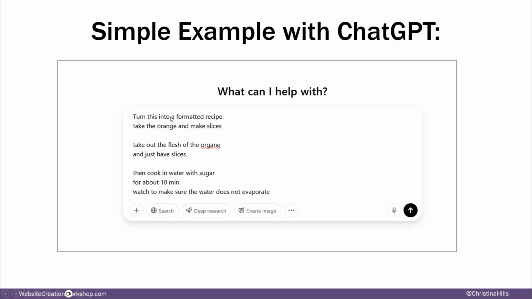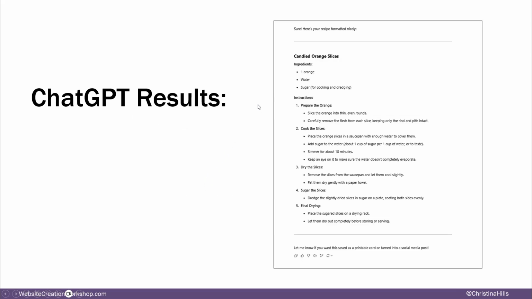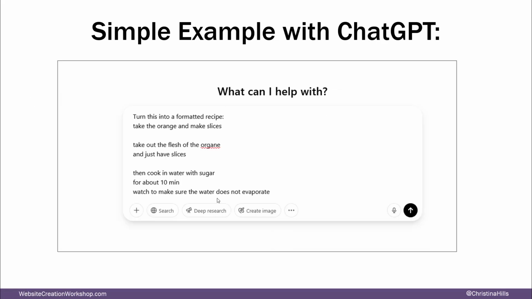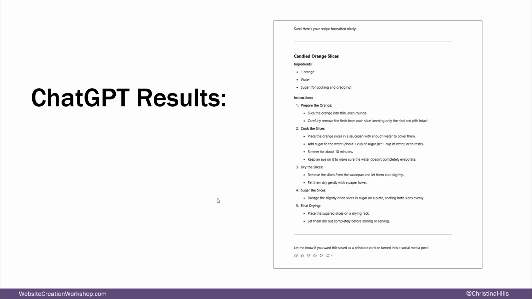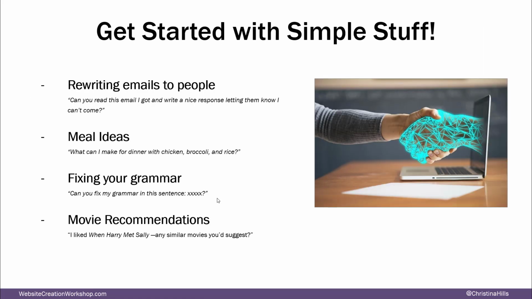So I said, turn this into a formatted recipe. And I wrote down my simple notes. And then this is what it came up with. So candied orange slices, it formatted it really nicely, and I put it on my Christina's Recipes website. So going from this to this was a big time saver. Like it put the steps in and it did the indenting and it made it really nice. So start simple.